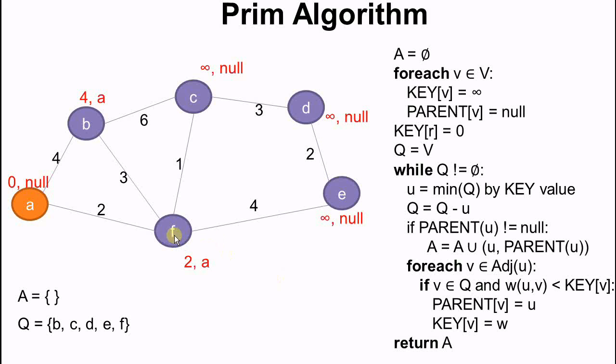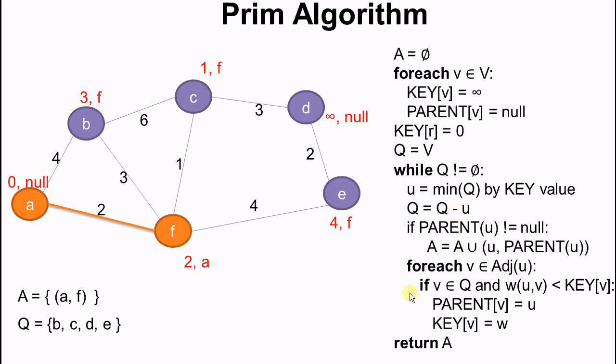And then we update all the vertices that are adjacent to F. As long as their key is greater than the weight of the edge, we'll update these vertices. So in this case, all three will be updated. And now A contains the edge AF, and both A and F have been removed from Q.